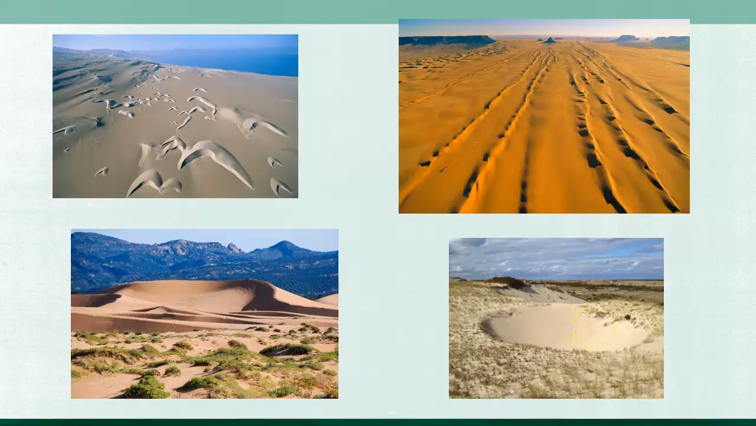There is another kind of aeolian feature, which is called loess, but we're going to wait and talk about that a little bit when we talk about glaciers, which is what's coming up next.